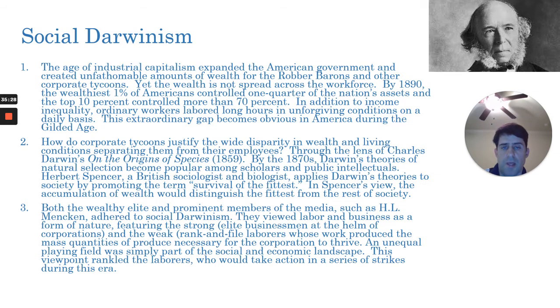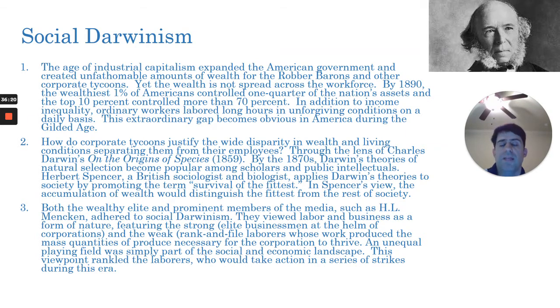And this was a concept that not only Spencer argued, but it gathered a great deal of popularity amongst the American public, particularly amongst these wealthy elite, such as the robber barons and some of the other top businessmen of the day, as well as inventors, people like Thomas Edison and the like. And it was also promoted by prominent members of the news media, such as the influential newspaper columnist H.L. Mencken, who championed social Darwinism in the early 1900s.